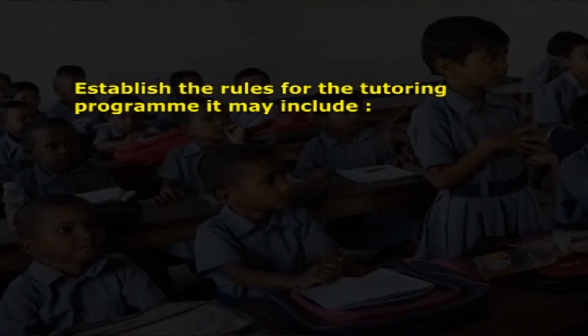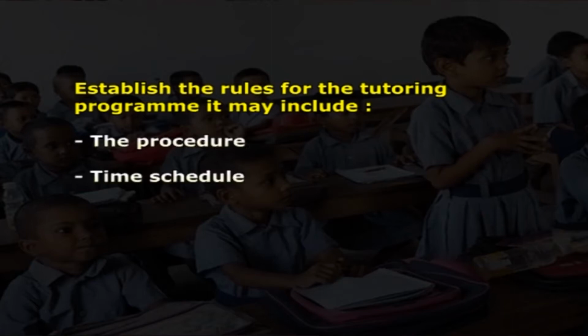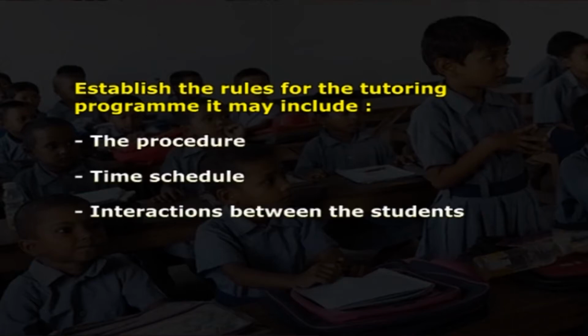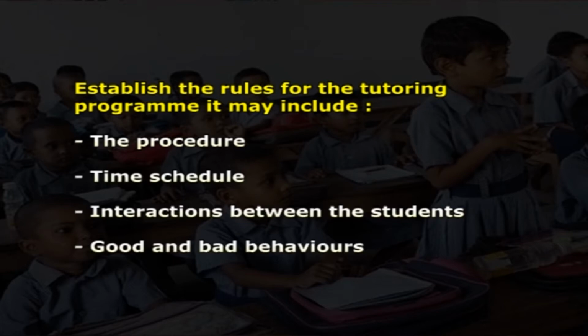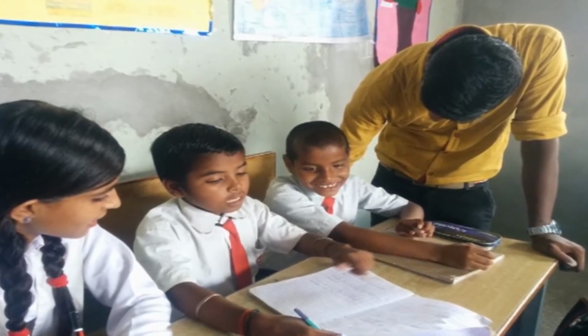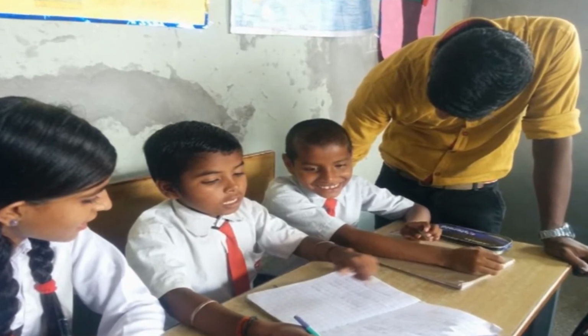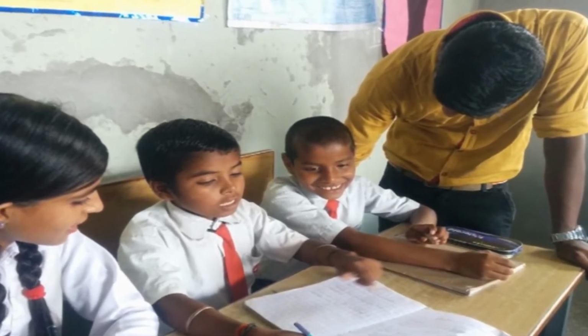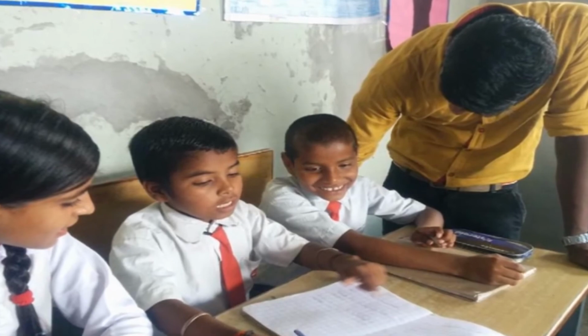The next step is to establish the rules for the tutoring program. It may include the procedure, time schedule, interactions between the students, whether good or bad behaviors, materials to be used, and the specific activities to be undertaken. Make each pair aware of the rules and also their roles and responsibilities.